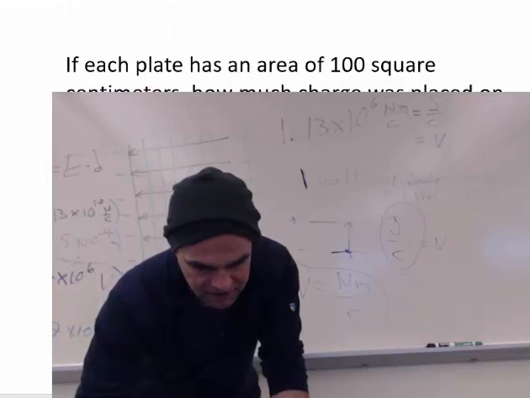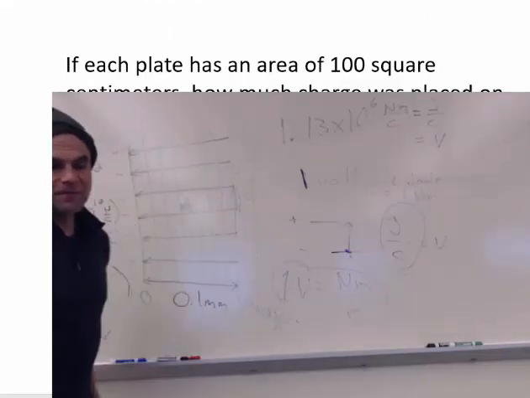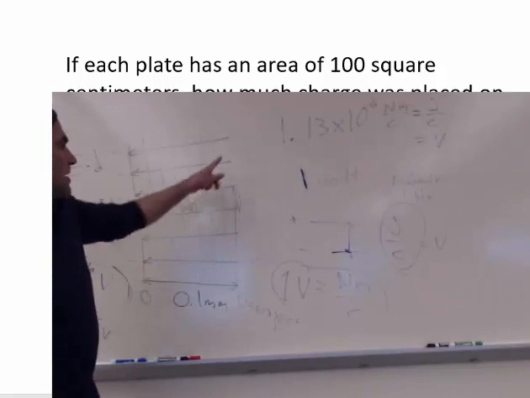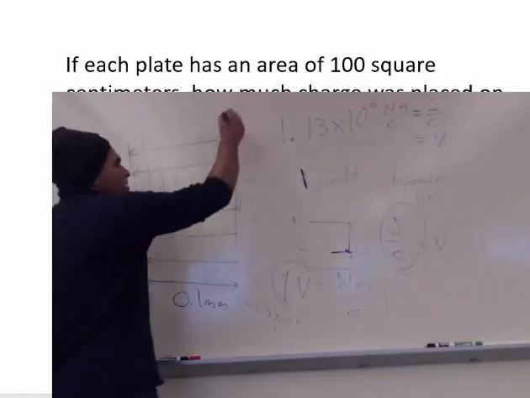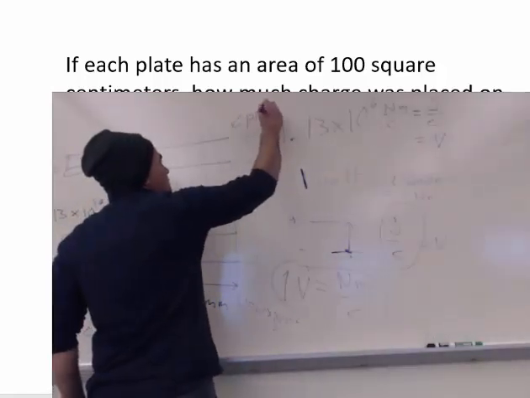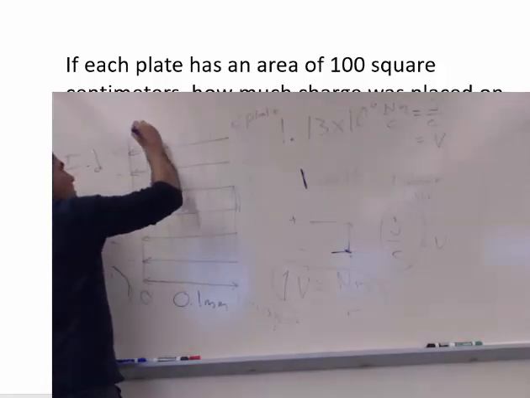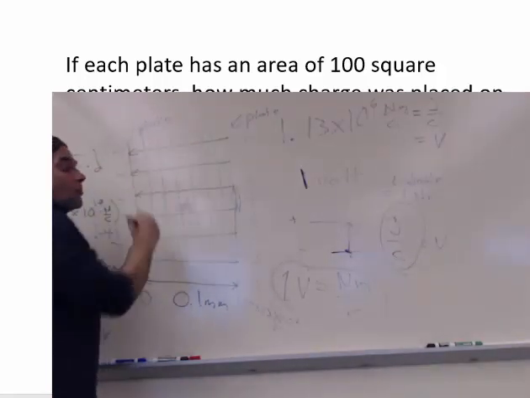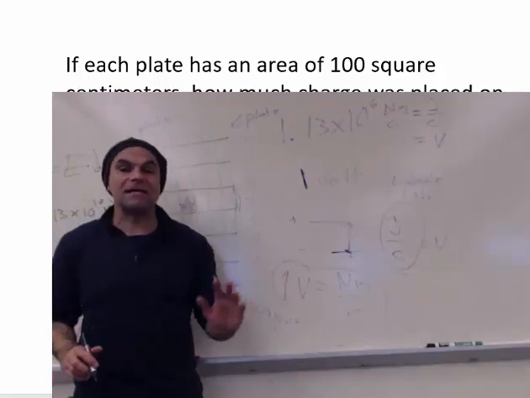We already mentioned that. So now, let's say that each plate is an area. So this is a plate, remember. This is a plate here. This one's a plate here. They're identical, except one of them is a positive charge and the other one is a negative charge.